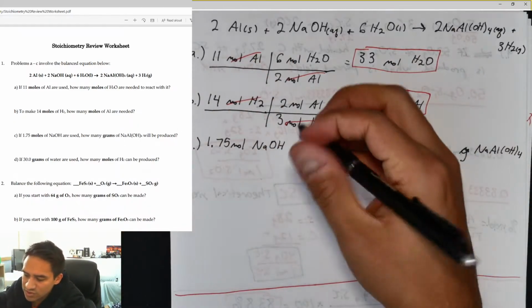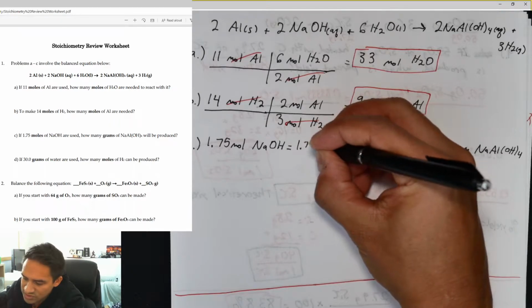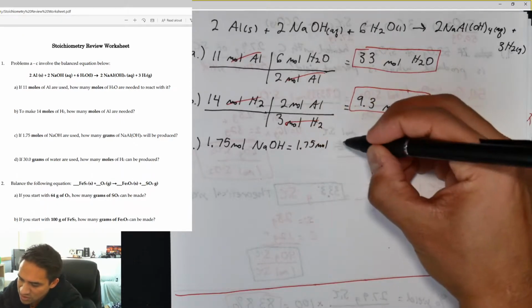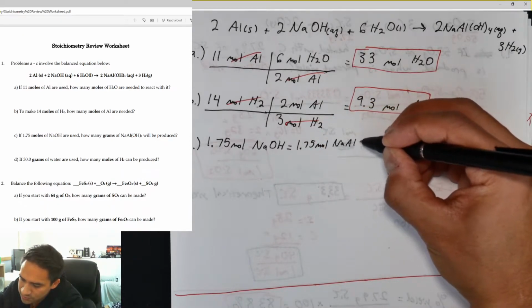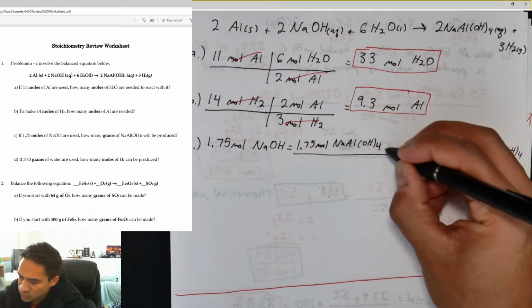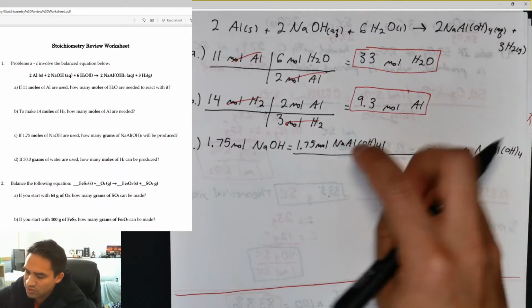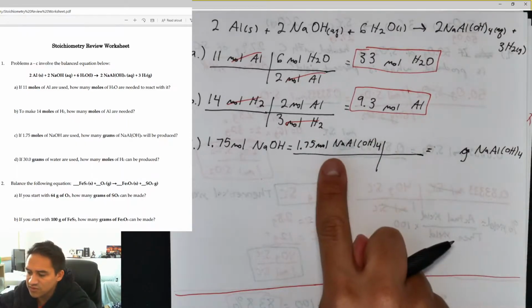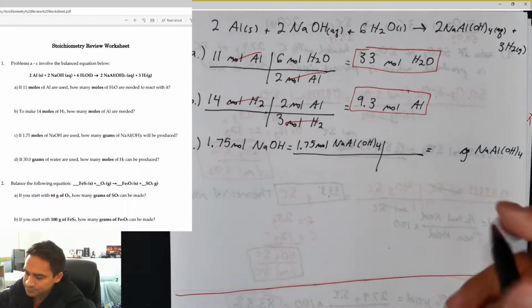So this number that we're starting with is also equal to 1.75 moles of NaAlOH4. And from there, since they want us to convert this into grams, we just have to find the molar mass of this material so we can convert to grams.